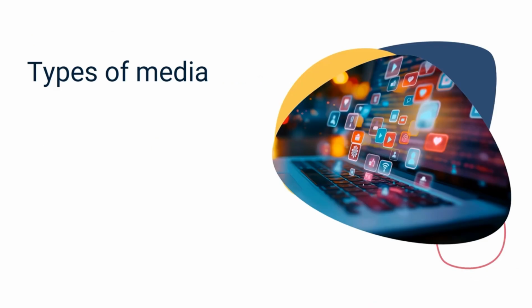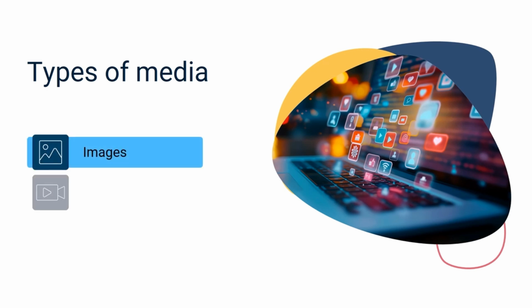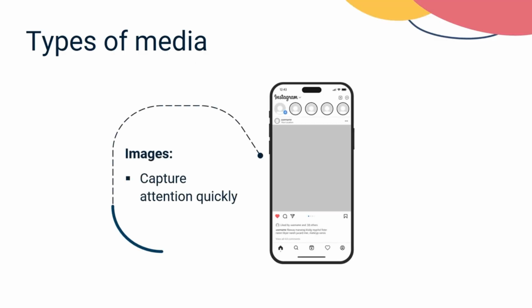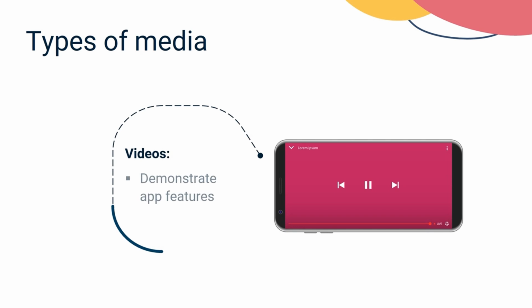Media in mobile apps refers to all types of content that can be displayed or played. This includes images, videos, audio files, animations, and other visual elements. Images capture attention quickly and are often used in apps like social media platforms to engage users. Optimizing images for different screen sizes ensures a seamless experience. Short videos can demonstrate features or share stories.